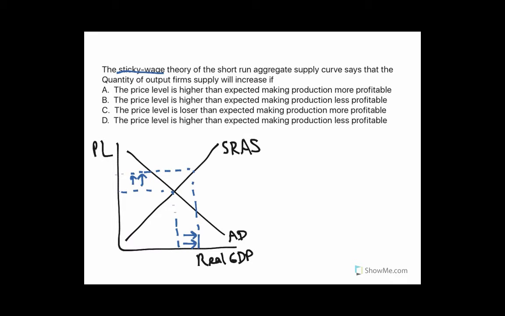So if the price level is higher than expected, that's sort of what it means by the price level going up, then, like we said, the production will become more profitable because of the same reason they can sell it for more and not pay their workers as much. So that's why choice A is correct for this one.